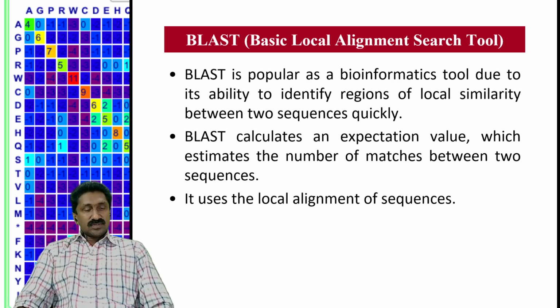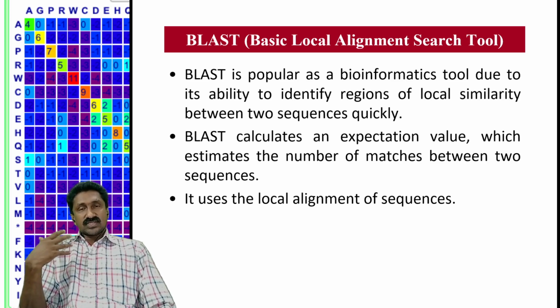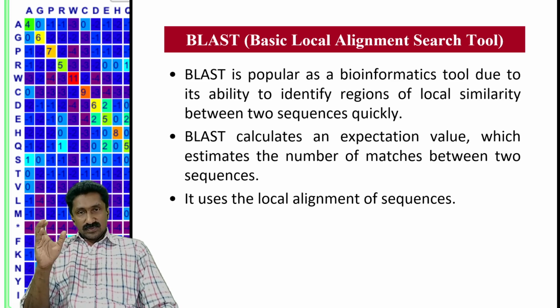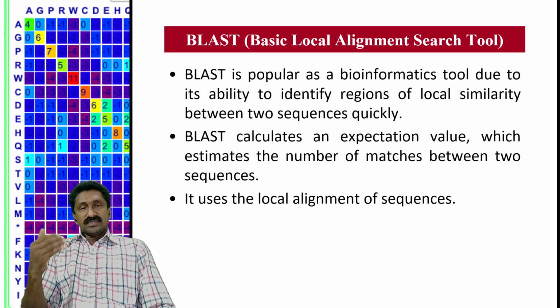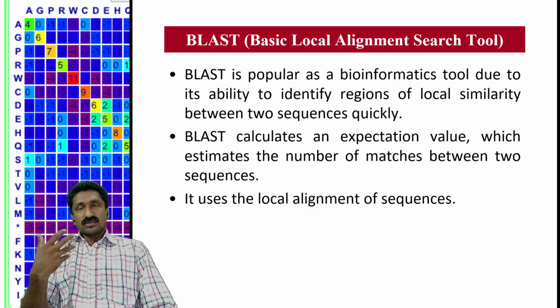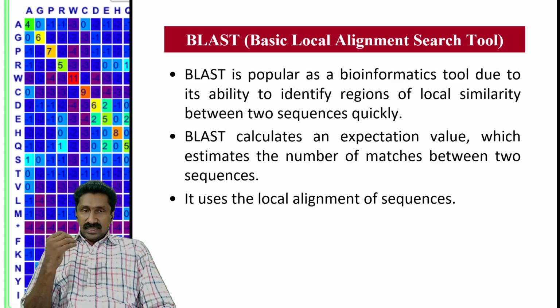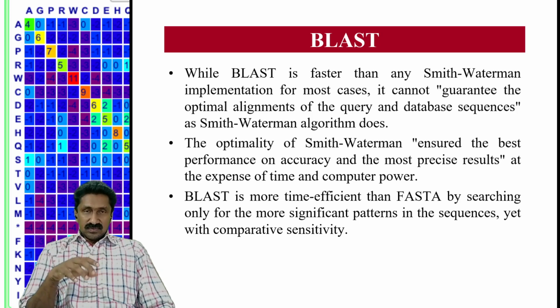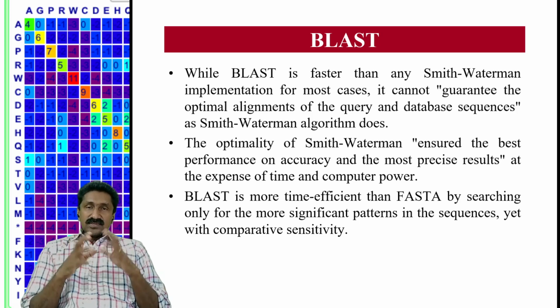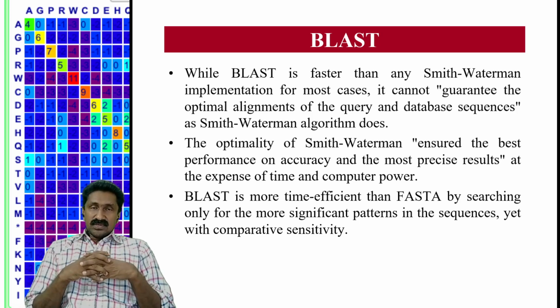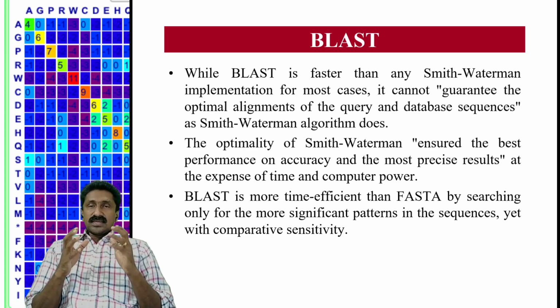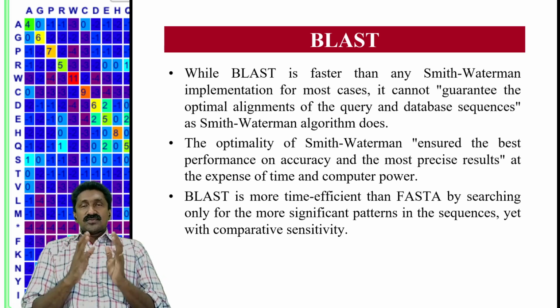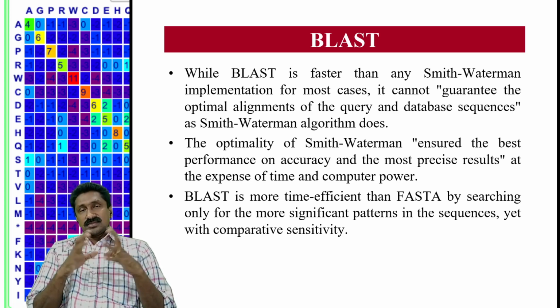So if a query sequence is compared against the database sequence, it can be scored based on the E value. The E value is a statistical estimation of the similarity, and it uses a local alignment of sequences. While BLAST is faster than any Smith-Waterman implementation for most cases, it cannot guarantee the optimal alignment of the query and database sequence as Smith-Waterman does.